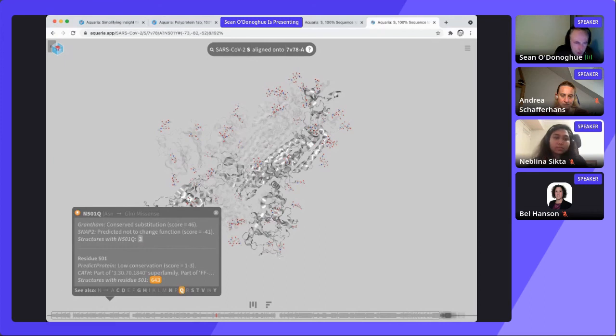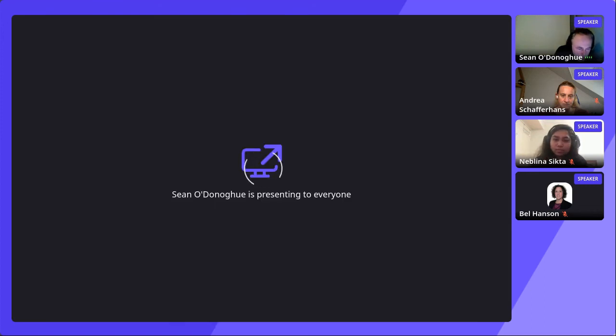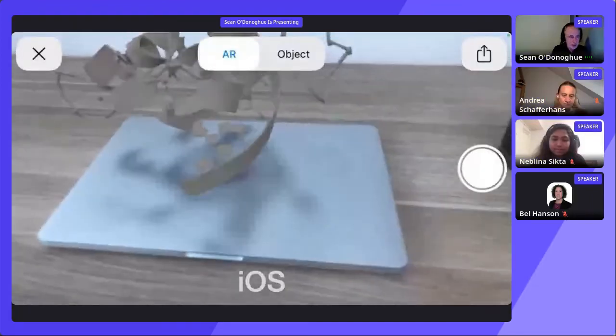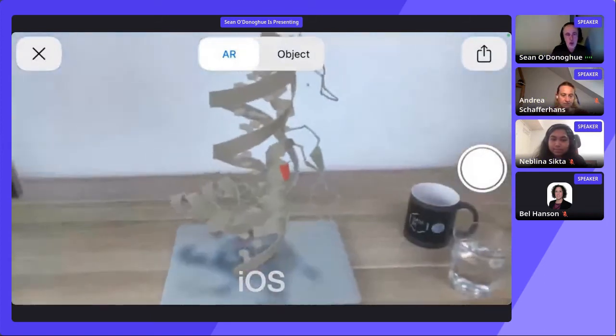So with that, I'm going to switch back to the presentation, which will take a little minute. And as Neblina indicated, I'm going to turn on the presentation here and just show you what happens when you click on or open up that QR code.